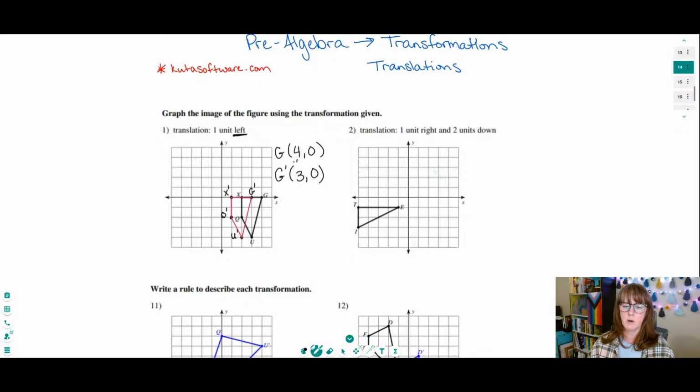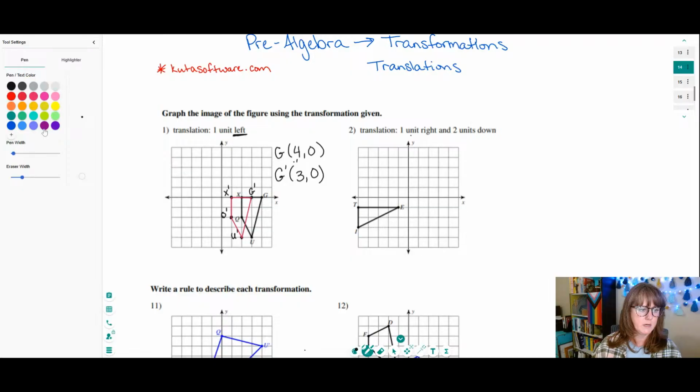We'll go over that in problem 2 because in problem 2, we have 2 directions. Our translation for this triangle, TEI, is 1 unit right and 2 units down. So let's go ahead and just show that on the graph. Again, let me do a different color here. I'll do green. So 1 unit right, 2 units down.